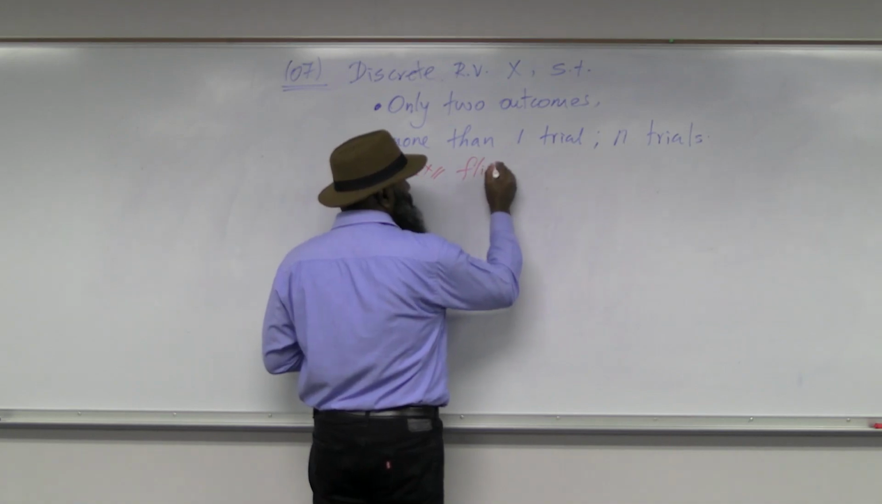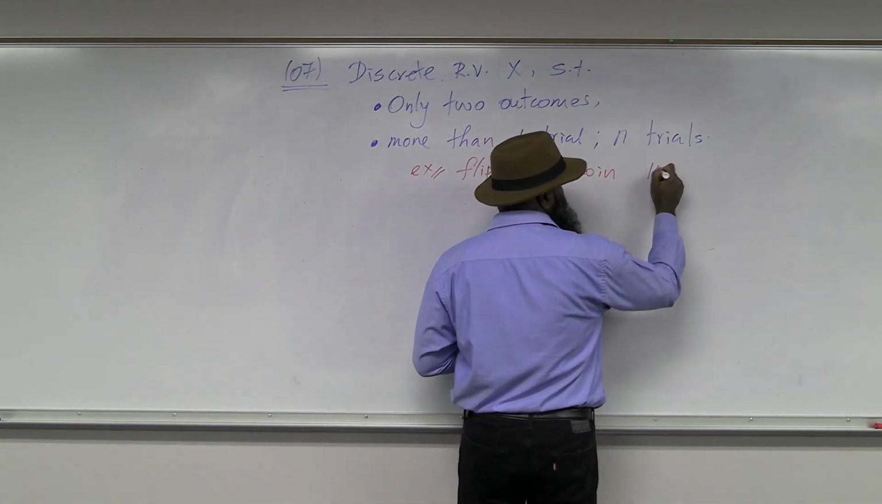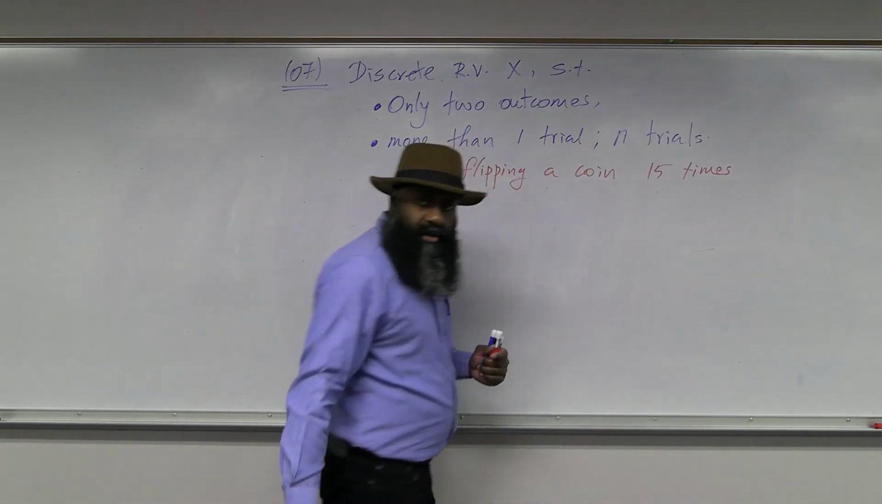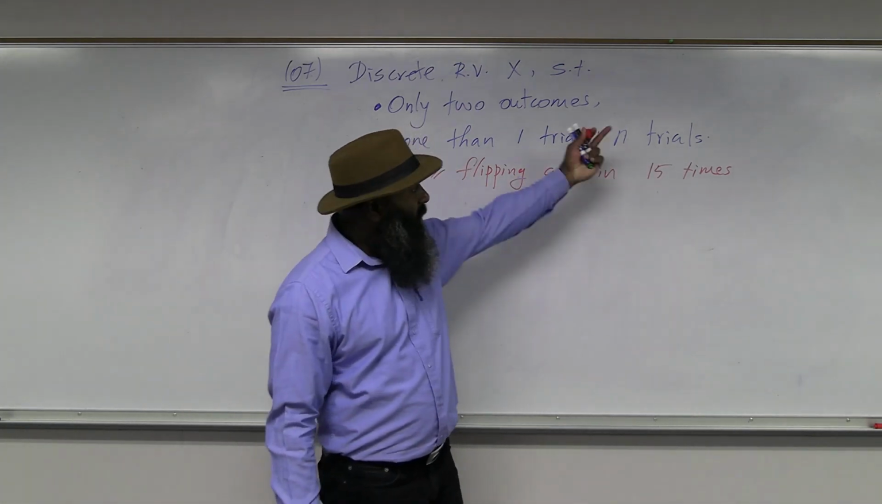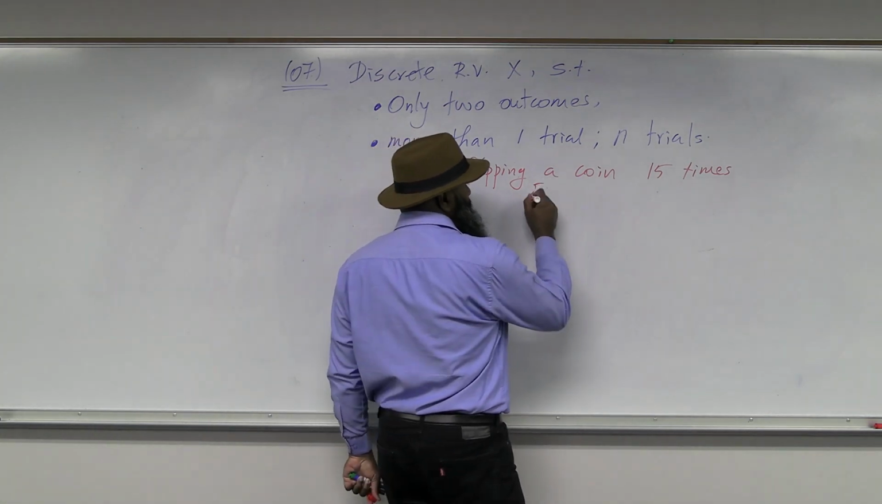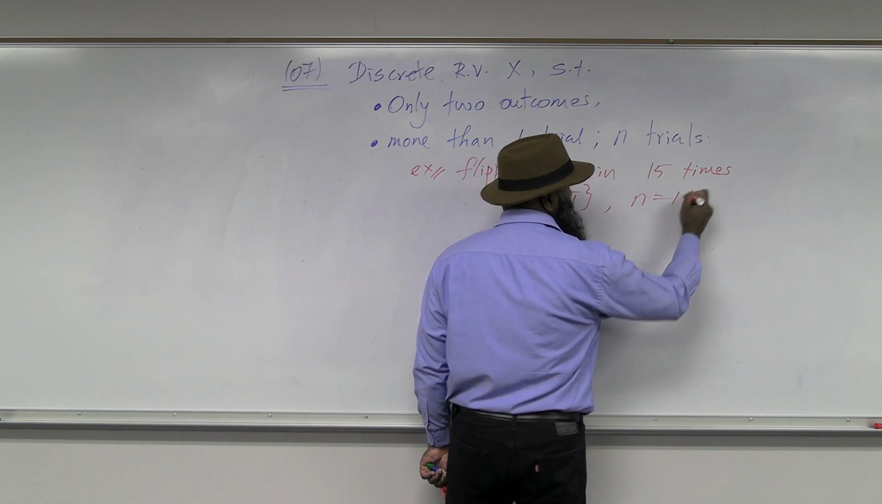Flipping a coin, let's say 15 times. So n equals 15. You still have two outcomes, head or tail, but you have n equals 15. Okay? So head or tail are the possible outcomes, but you have n equals 15.